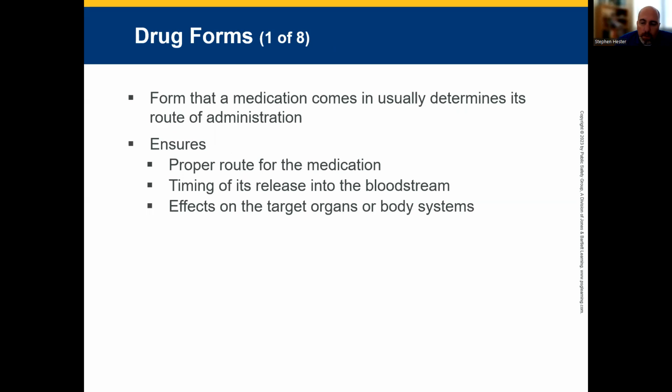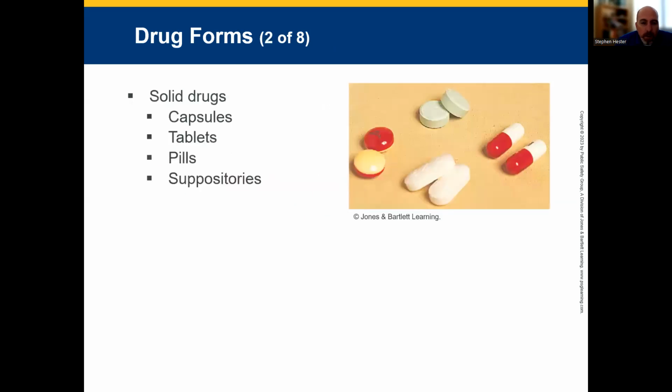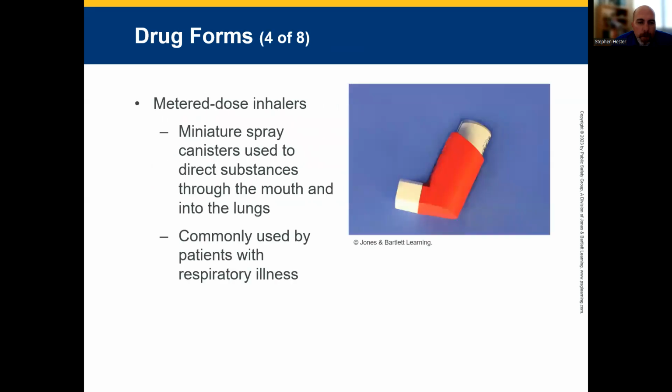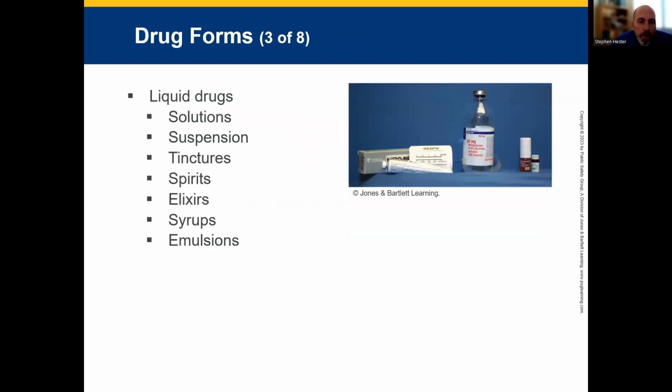All right, drug forms. The form that a medication comes in usually determines its route of administration. It ensures the proper route for the medication, the timing and release into the bloodstream, and the effects on the target organs and body systems. Solid drugs can be capsules, tablets, pills, and suppositories, and all those are shown here. Liquid drugs can be solutions, suspensions, tinctures, spirits, elixirs, syrups, and emulsions. So please make sure you review those.